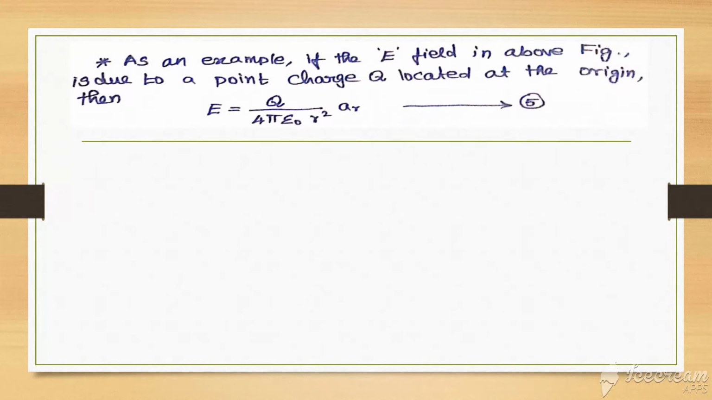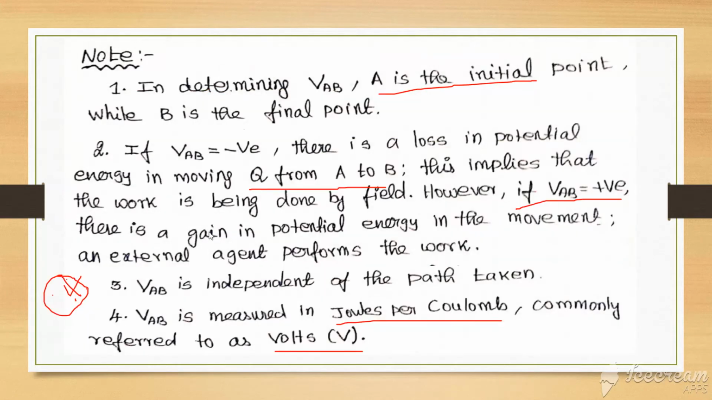So as an example, suppose the electric field in the above figure is due to a point charge at the origin. It is given by E is equal to Q divided by 4 pi epsilon naught R squared into AR. This is already derived in the electric field topic. So this is considered as equation number 5.